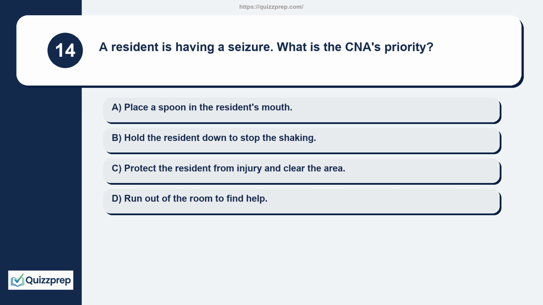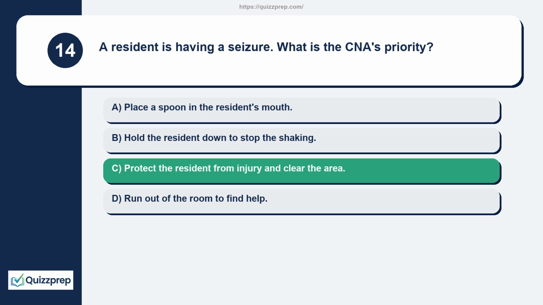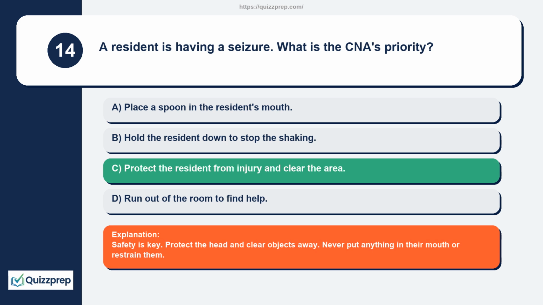Question 14. A resident is having a seizure. What is the CNA's priority? Place a spoon in the resident's mouth. Hold the resident down to stop the shaking. Protect the resident from injury and clear the area. Run out of the room to find help. Safety is key. Protect the head and clear objects away. Never put anything in their mouth or restrain them.